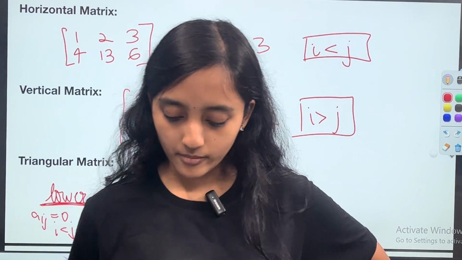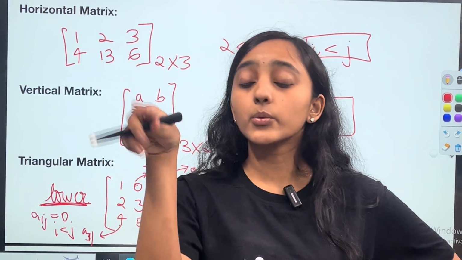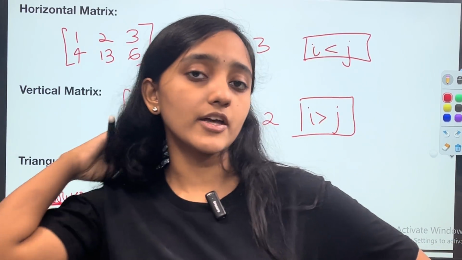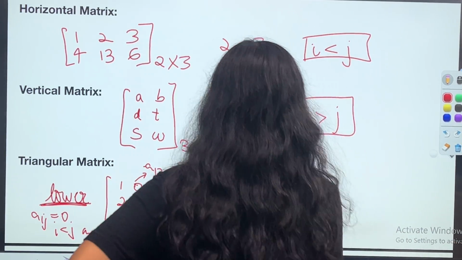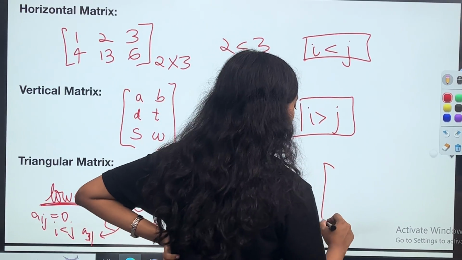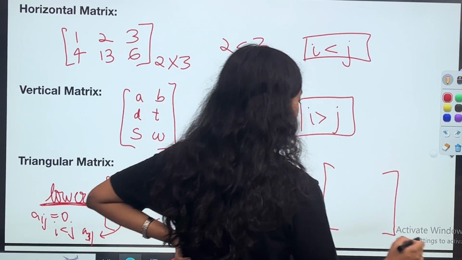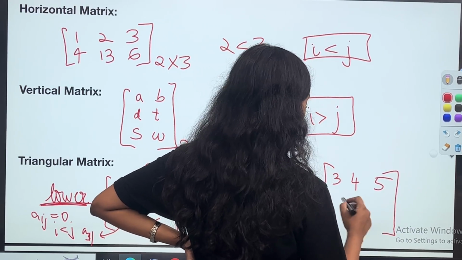One thing you should keep in mind is that in a lower triangular matrix, the above three things will be equal to 0, and in an upper triangular matrix, the lower three things will be equal to 0. Let's understand what's an upper triangular matrix. So in an upper triangular matrix, you will have 3, 4, 5. These are all fictional values that I'm just creating.